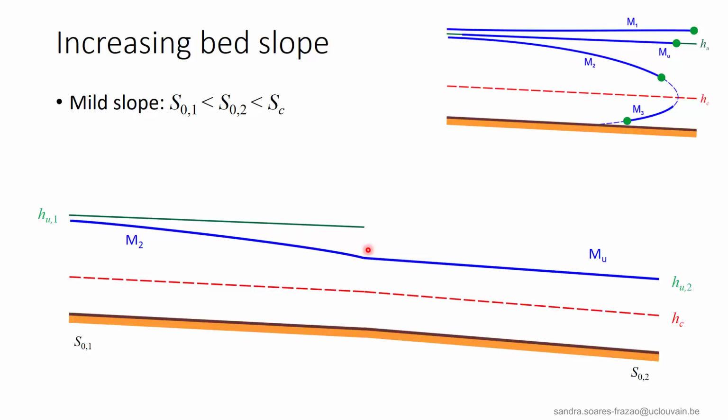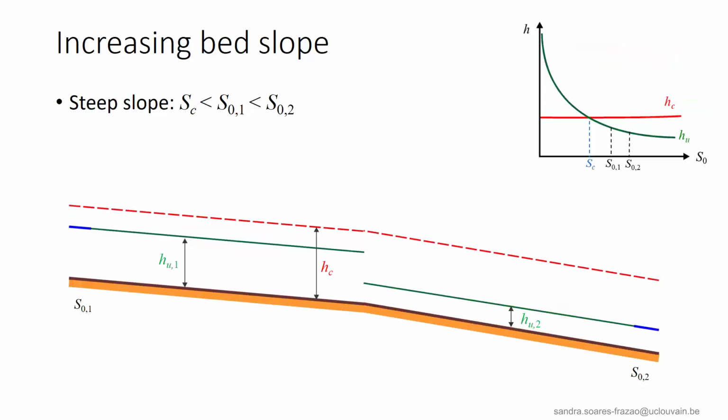In the upstream reach, starting from the normal depth, we then have an M2 profile with a decreasing water depth to connect with the downstream MU profile. As the M2 profile is a subcritical flow profile controlled by the downstream conditions, it can indeed connect with the downstream normal depth HU2.